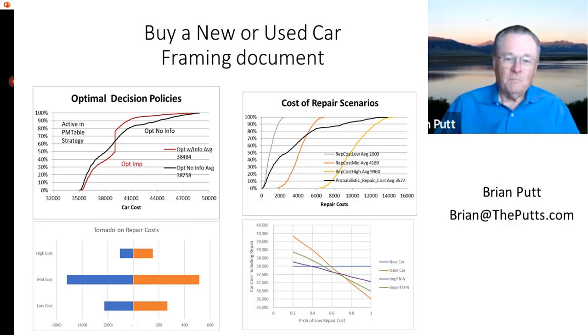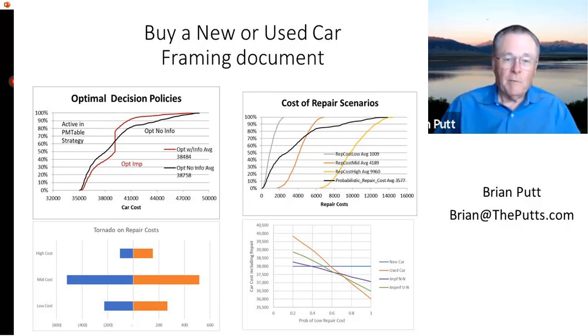This is Brian Putt. Today I have another value of information exercise to review, and I'm going to be using Enterprise 4.0. This is the new purchase software from Probability Management, and I'll be demonstrating some of the features of that Enterprise 4.0 tool.